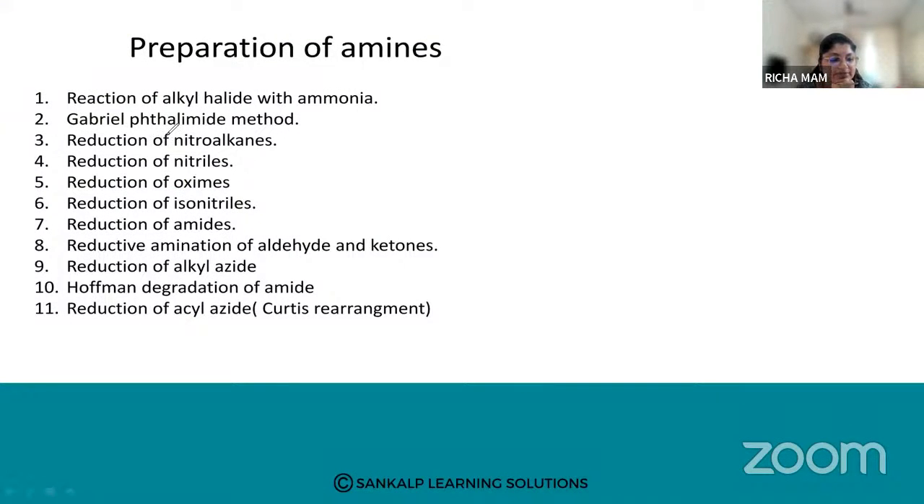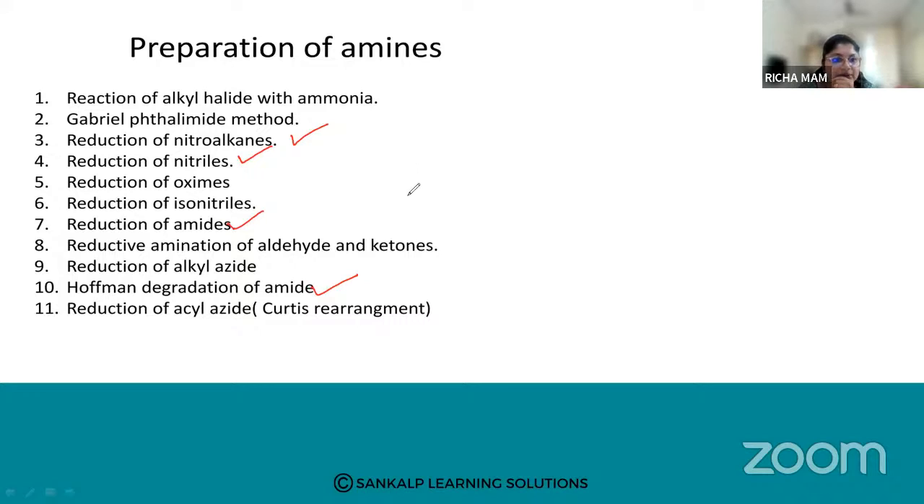Fine. So the first one is by reduction of nitro compounds. Then we are going to see the reduction of nitriles. Next we are going to see the reduction of amides. Then we are going to see the Hoffmann bromamide degradation reaction. So these are the important preparations which are included in your syllabus. Whatever is included in the syllabus, we are going to do that only.